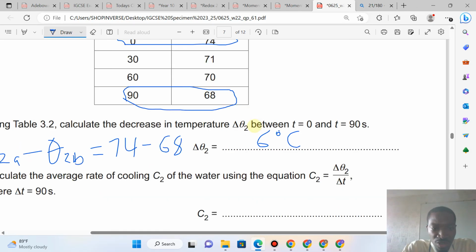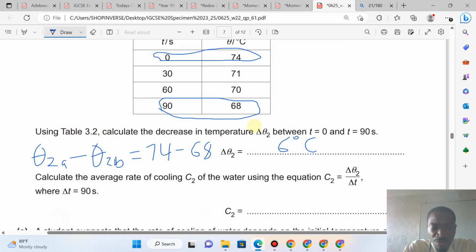The next question says, calculate the average rate of cooling of water using the equation change in theta 2 divided by change in time. Your change in time is 90 seconds. Take note that the change in temperature is from here to here, and your change in time should also be here to here, which is 90. So we'll divide our change in temperature, which is 6, by our change in time, which is 90.